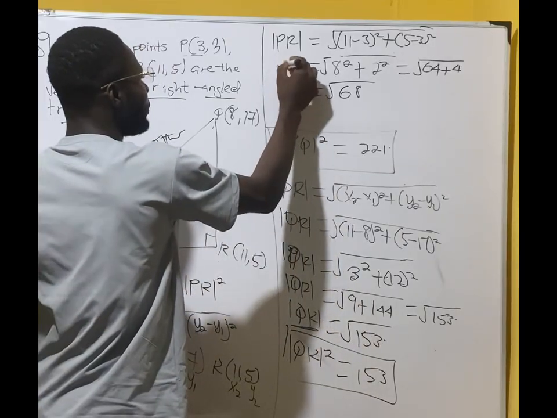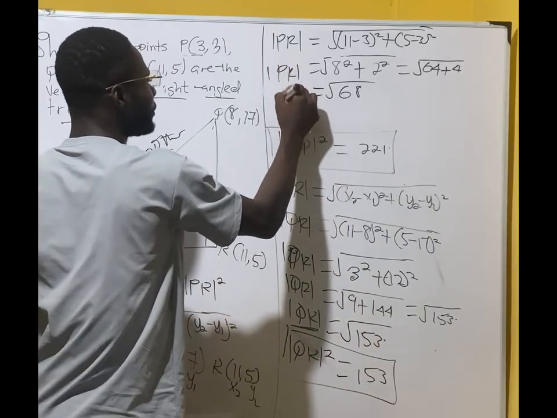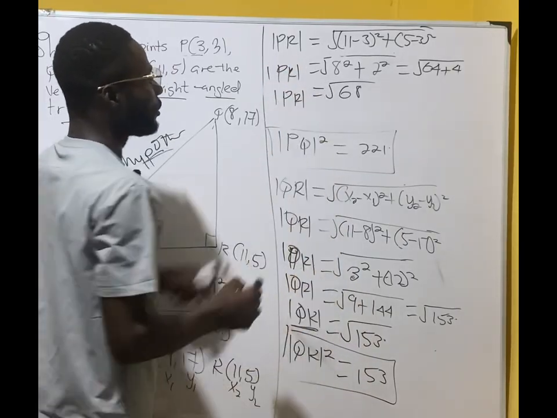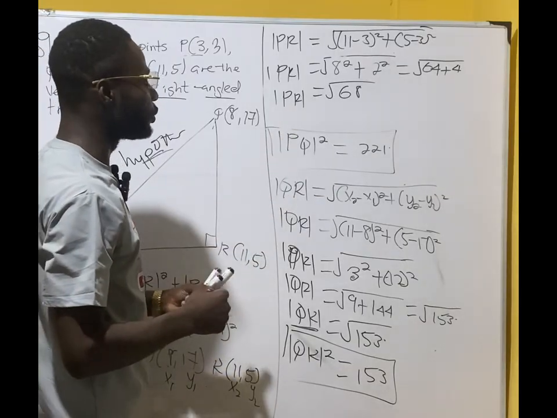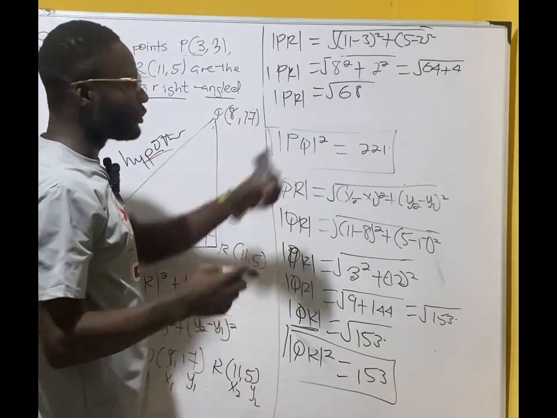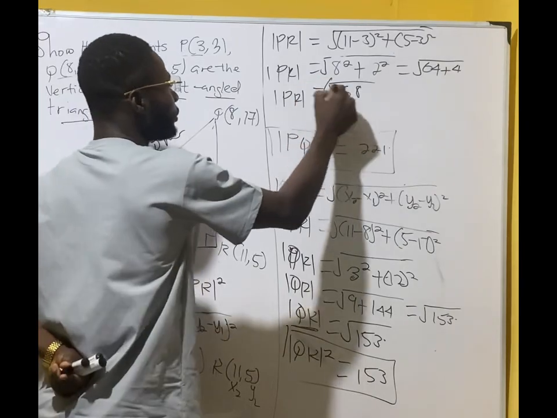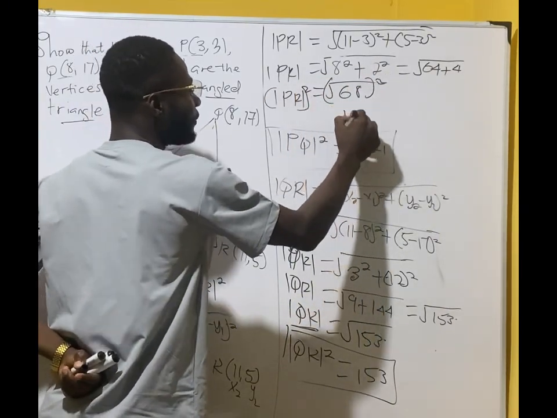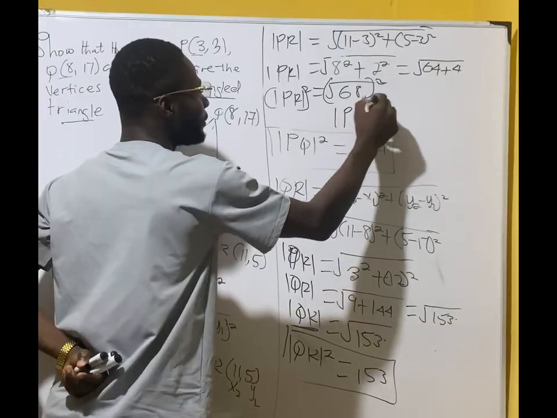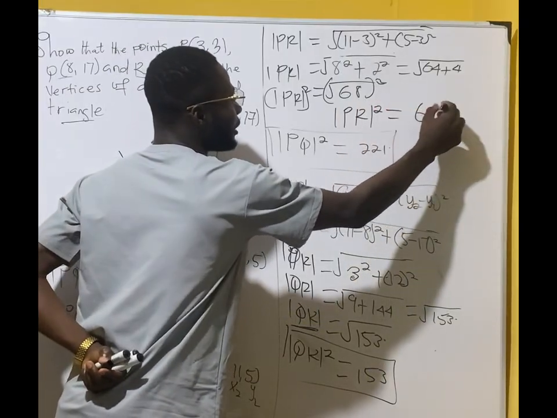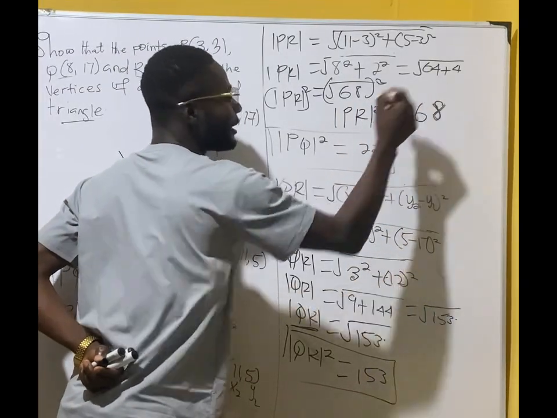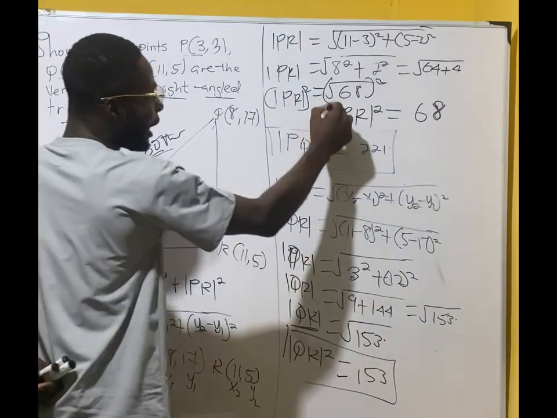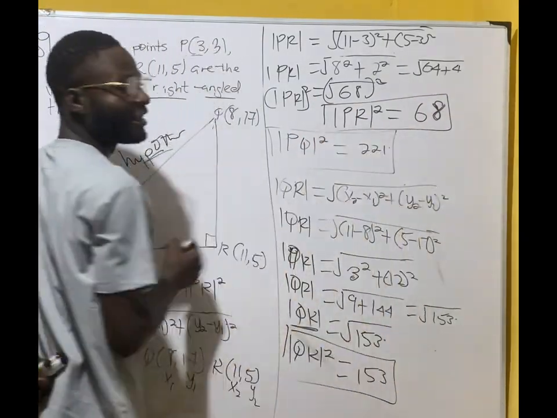So we have PR to be the square root of 68. Now let's try to do away with the square root by squaring both sides. So we square here, we square here. So we have PR squared to be equal to 68, right? So PR squared is now 68.